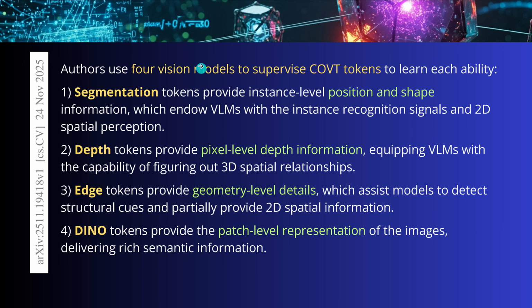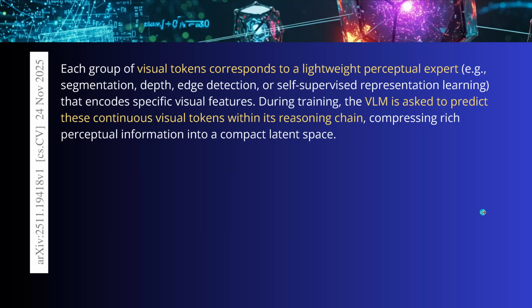So the first, as I told you, we do have a segmentation AI. This gives us here the position and the shape of objects in the image. Then we have a depth AI with a pixel level depth information. Is the chair standing in front of the car or behind the car? Then all the edge information, so the geometry level details here. And Dino gives us here the patch level representation of the images for the semantic information. So each group here, visual token, corresponds here to a perceptual expert.